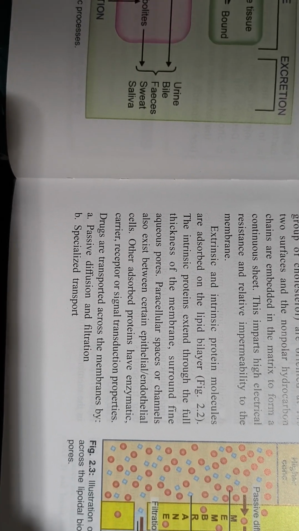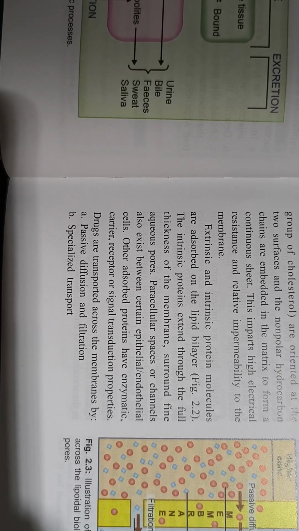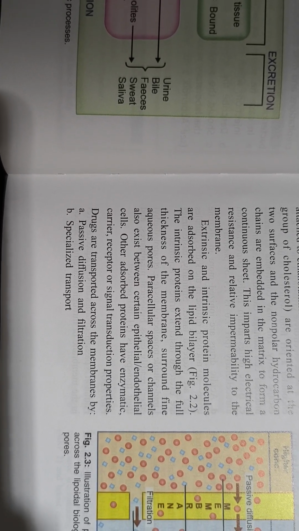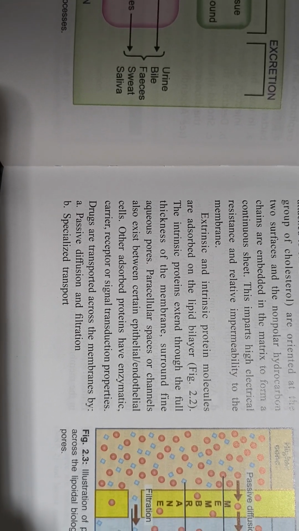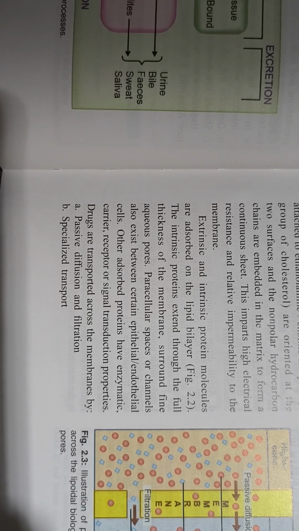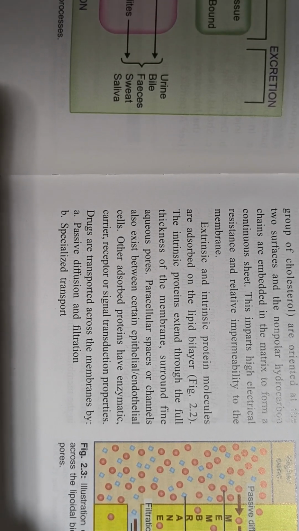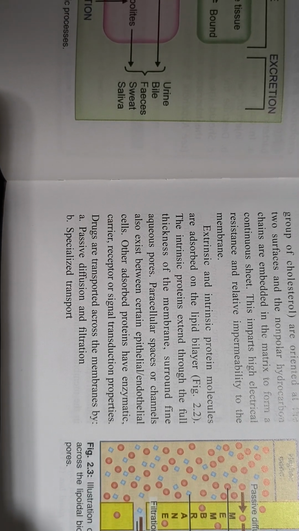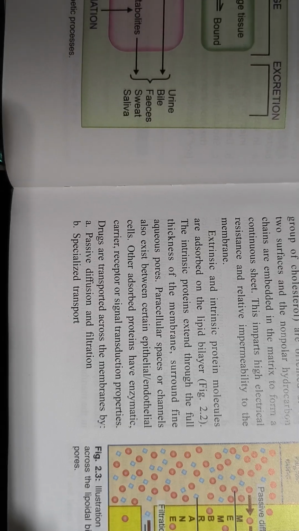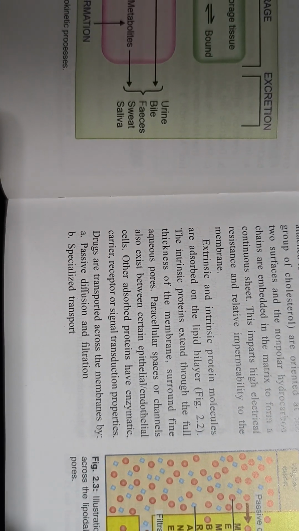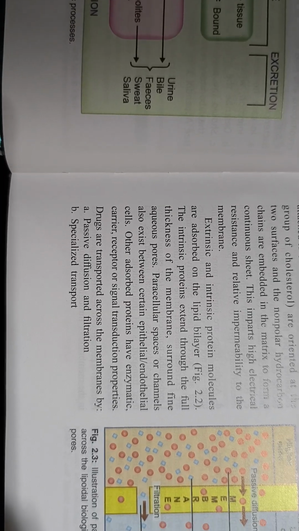Extrinsic and intrinsic protein molecules are adsorbed on the lipid bilayer. The intrinsic protein extends through the full thickness of the membrane and surrounds a fine aqueous pore. Paracellular space or channel also exists between certain epithelial or endothelial cells. Other adsorbed proteins have enzymatic, carrier, receptor, or signal transduction properties. Drugs are transported across the membrane by passive diffusion and filtration, and by specialized transport.